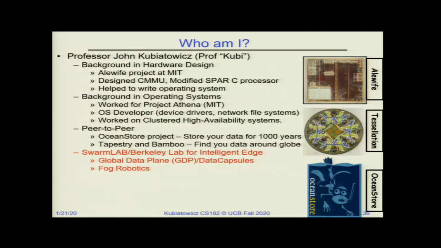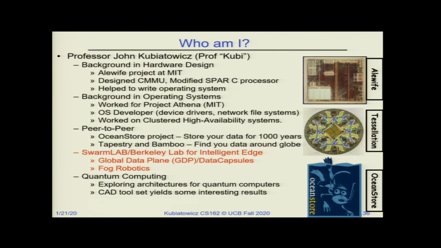Most recently, I've been working on projects related to the Swarm Lab. I have a brand new project called Fog Robotics on the global data plane. I'll tell you more about that. But we're basically trying to change the world by altering the abstraction at which people talk about the network. So rather than talking about packets, they start talking about coherent chunks of information, which we call data capsules. And we'll say more about that as the term goes on. And, lest I forget to mention this, I also do quantum computing, which is a little out of the scope for this class. Sometimes in the final lecture, people get to choose what topics they want to talk about, and occasionally people ask me about quantum computing. It has been done.